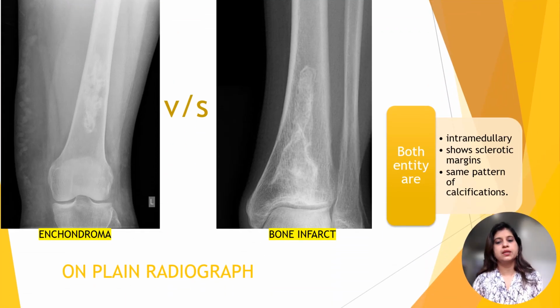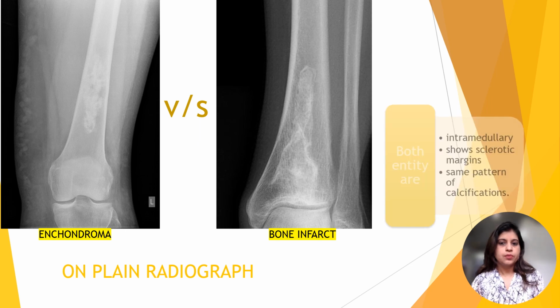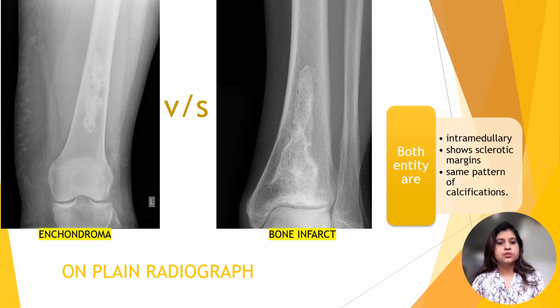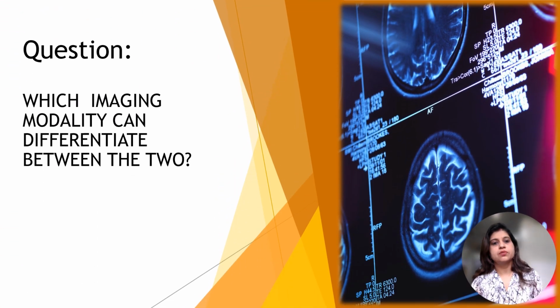On a plain radiograph, it's very difficult to differentiate between these two entities because both of them are intramedullary and both have a sclerotic margin and a similar pattern of calcification. So it's very difficult to differentiate whether it is an enchondroma or bone infarct. So the next imaging modality which will help us in differentiating between these two is MRI.